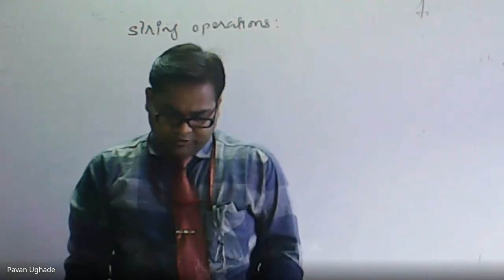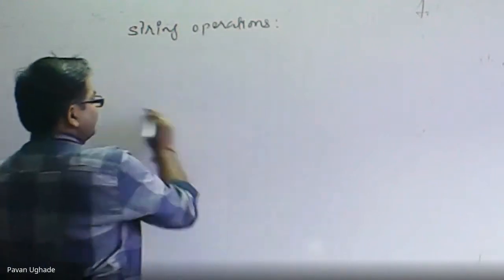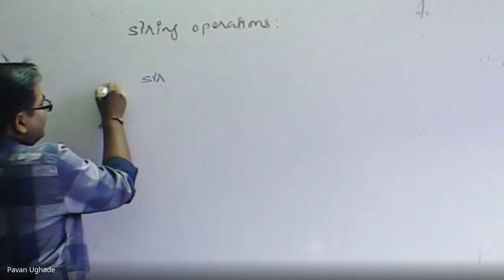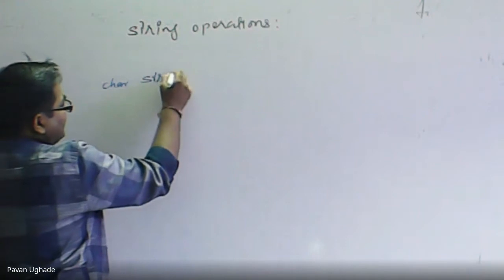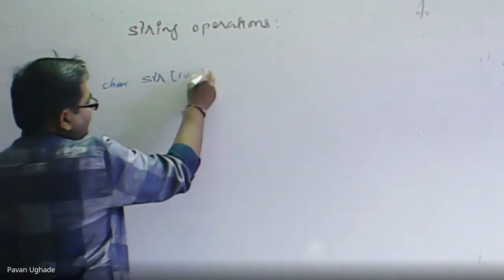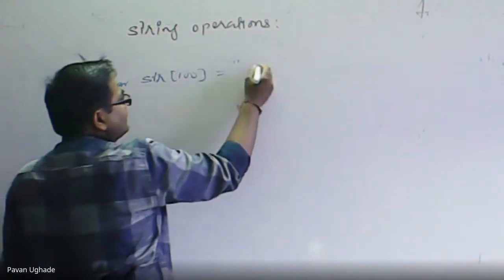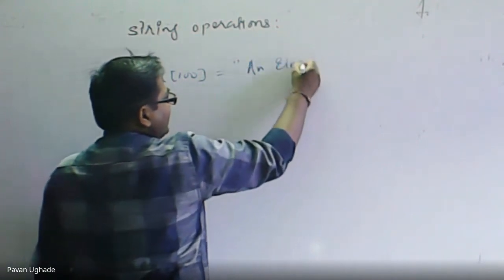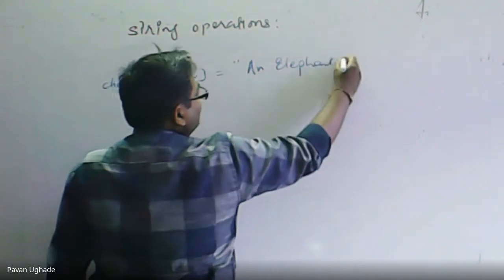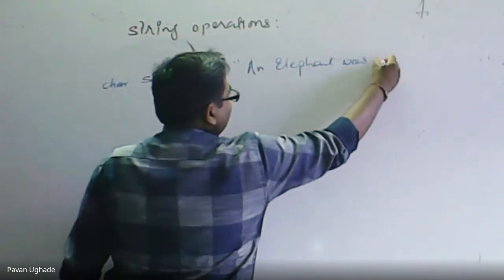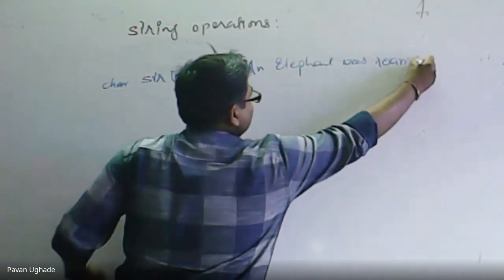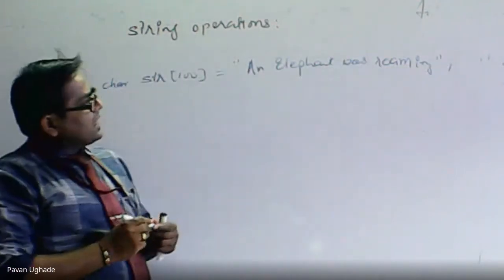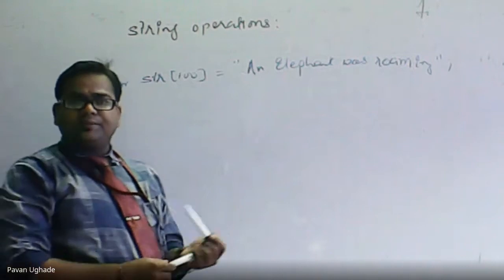Let's assume I consider one string. Let me define one string here, str of say 100 size, and here I'm giving one string as "an elephant was roaming". Let's assume this is the one string that I'm having. What are the operations that I can perform on this?